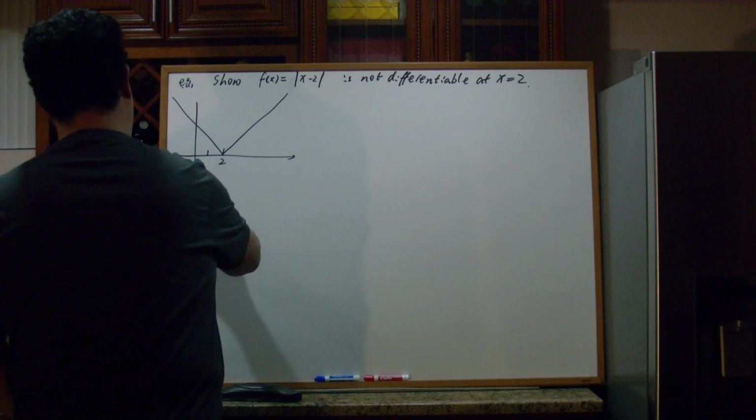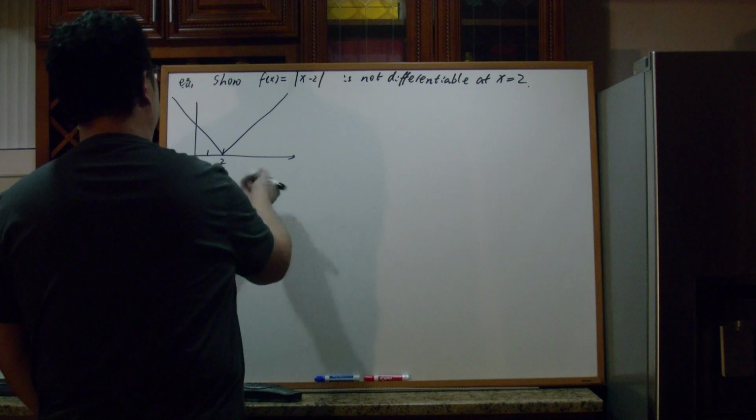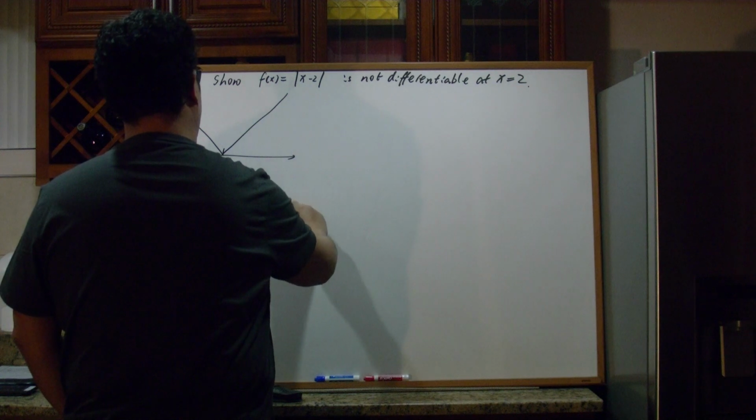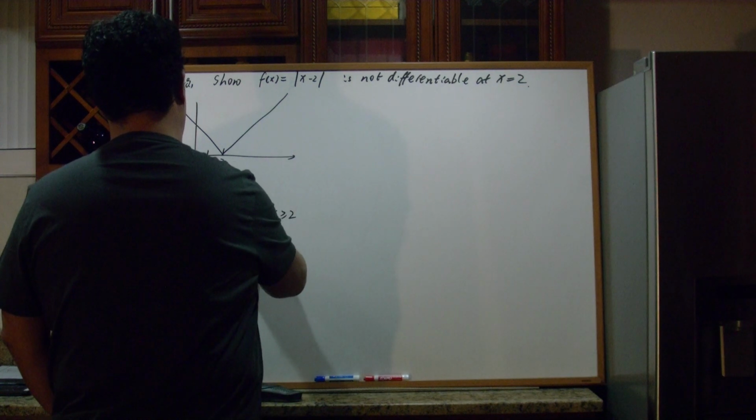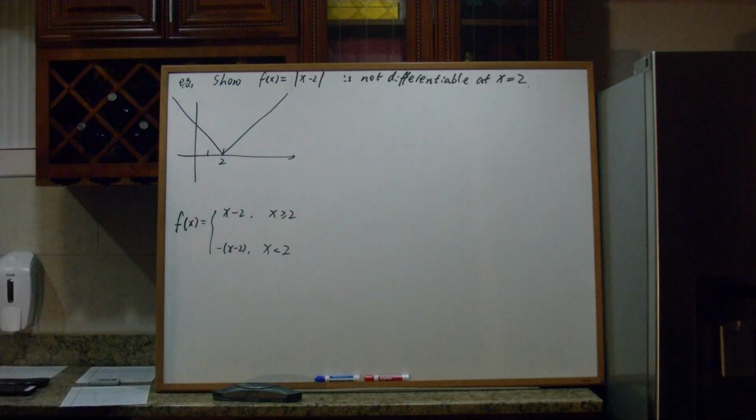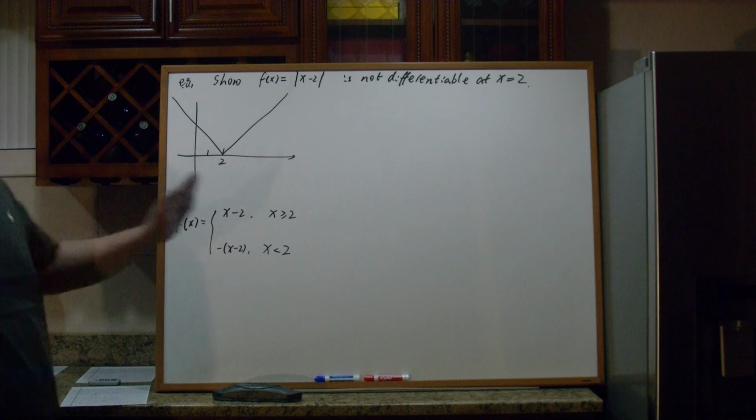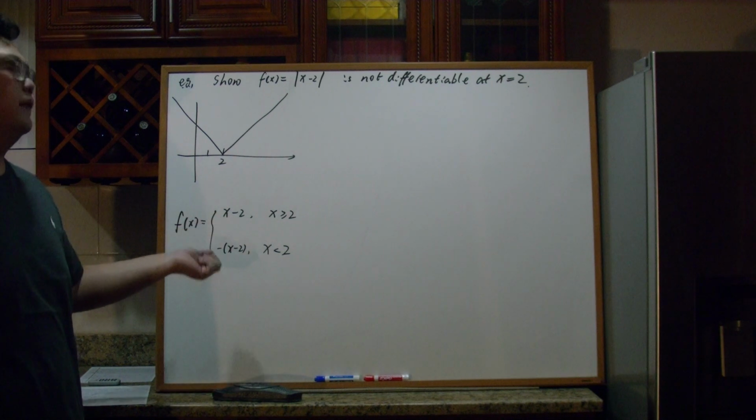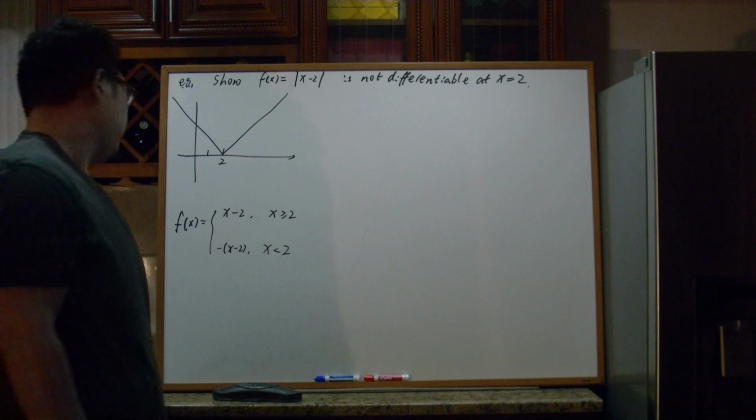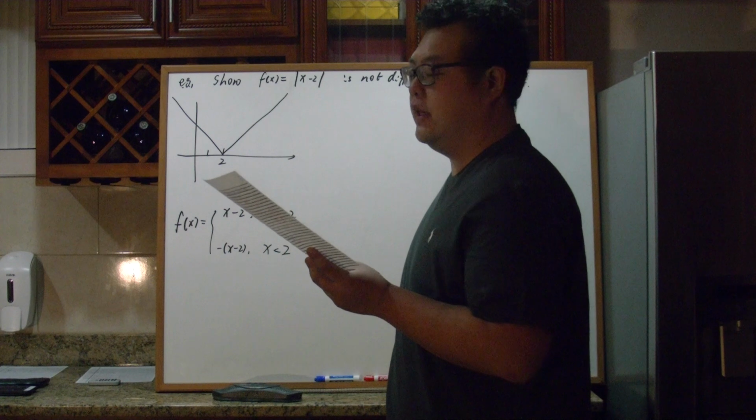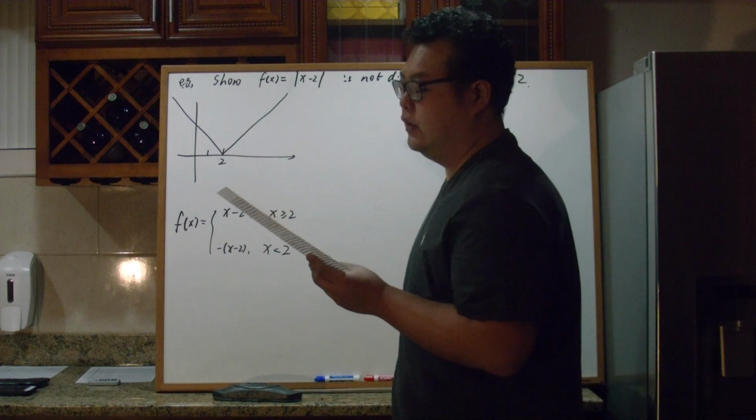So for the piecewise function, f of x equals x minus 2 for x greater than or equal to 2, and negative of x minus 2 for x less than 2. That is how the absolute value function is defined. For the inside to be positive, it is the inside. For the inside to be negative, it will be the negative of whatever is inside. So what we need to show is that maybe the left or the right limit doesn't exist, or if they exist, they are not equal.